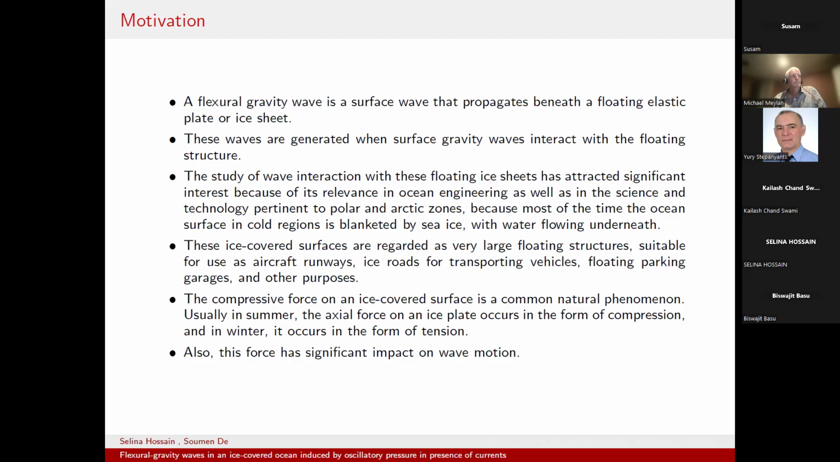These ice-covered surfaces are regarded as very large floating structures which can be used as aircraft runways, ice roads for transporting vehicles, floating parking garages, and other purposes. The compressive force on an ice-covered surface is a common natural phenomenon. Usually in summer, the axial force on an ice plate occurs in the form of compression, and in winter it occurs in the form of tension. Also, this force has significant impact on wave motion.